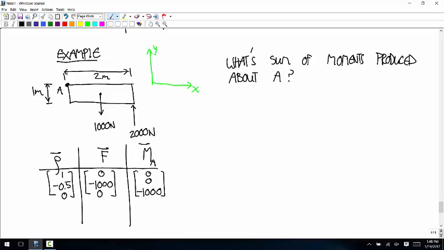We knew that it was going to have to be in the positive or negative z direction because both of those two vectors are in the xy plane. And we know the cross product has to be perpendicular to both of them. So when you're doing things in 2D, your moments are always going to have only non-zero z components.